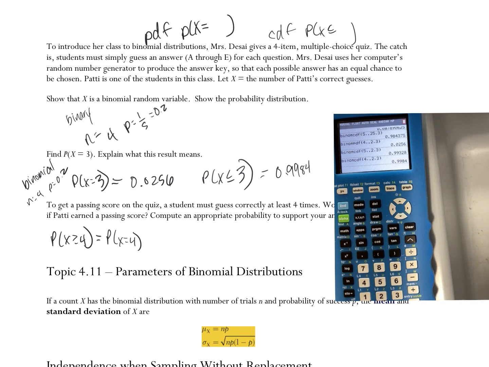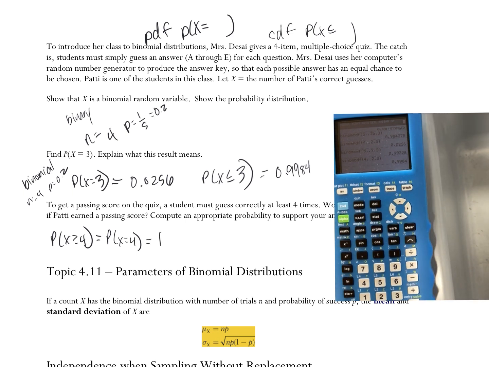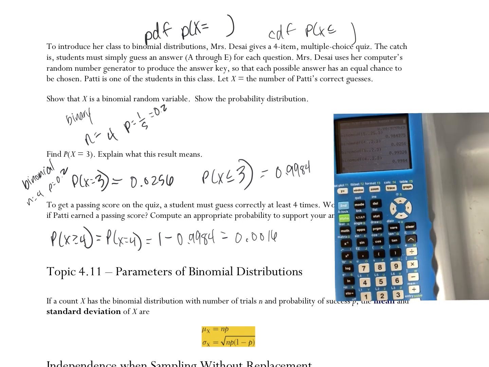So what is it? By the way, do you need to use the CDF? You can use the PDF. Do you need to use the binomial distribution in your calculator at all? Would you guys be comfortable saying this is equal to 4 is everything but the less than or equal to 3? So I could almost do 1 minus 0.9984 and get 0.0016. I am not trusting my arithmetic today. That's right.